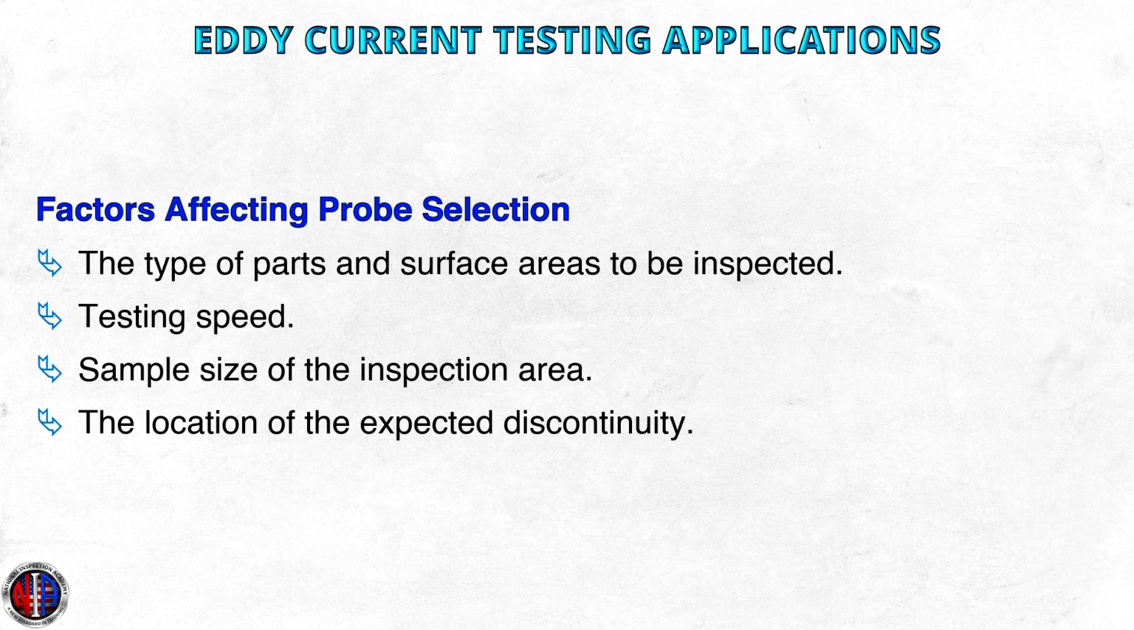The closer to the edge of the part, the more the impedance of the coil will be affected by the edge effect. This constricting of the eddy currents can often be misinterpreted as discontinuities.